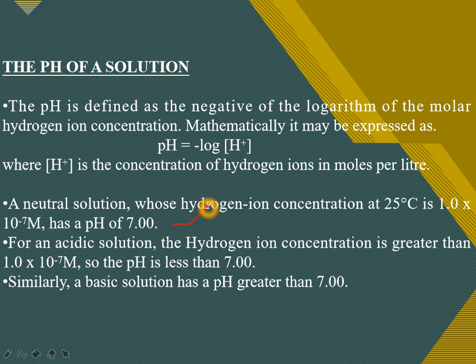In the case of an acidic solution, the hydrogen ion concentration is greater than 1 × 10^-7 mole, so the pH is less than 7. And in the case of a basic solution, the pH will be greater than 7.